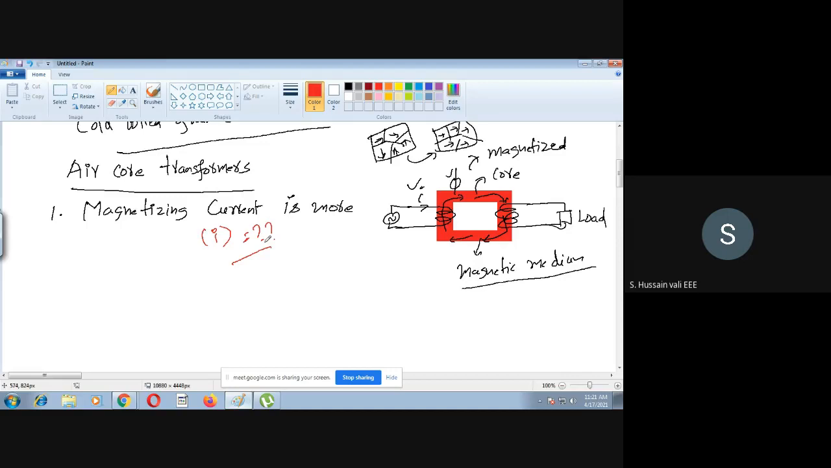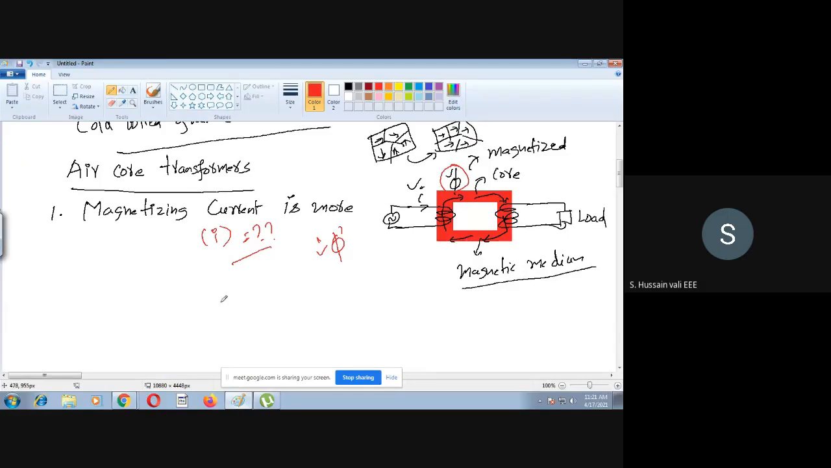How will this value be decided? Who will decide it? How do we know whether I require more current or less current? It depends upon some other factor. One factor is the flux. It requires some flux to magnetize, so to produce that flux, how much current do I have to send? We need to know the relationship between these two, I and phi.